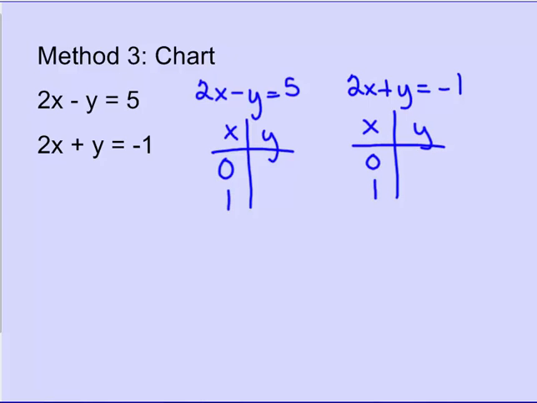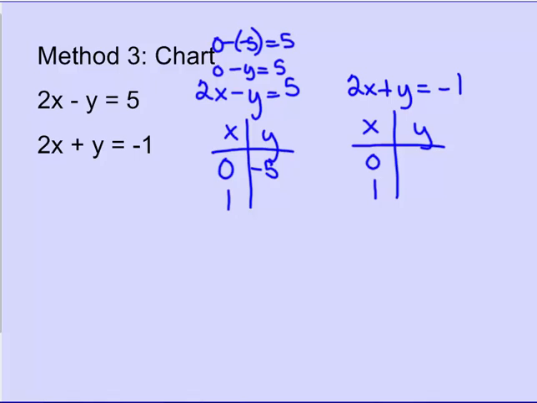Putting 0 into the first equation, 2 times 0 would be 0, minus y. So 0 minus y has to equal 5. Well, that answer has to be negative 5, because 0 minus negative 5 does equal 5.